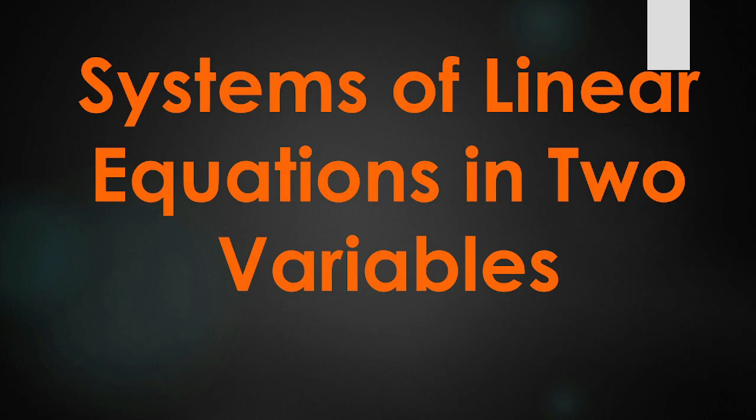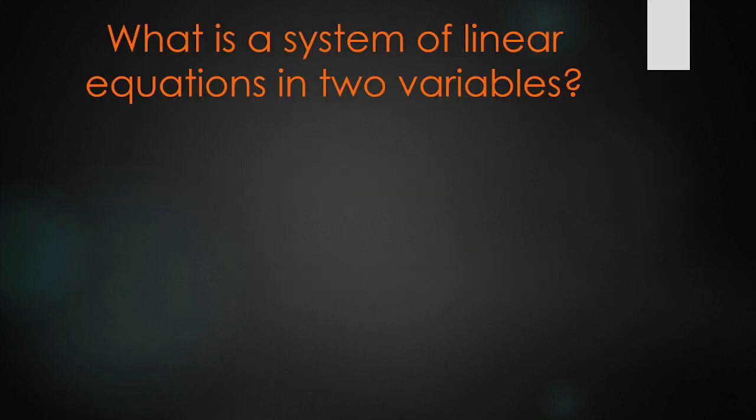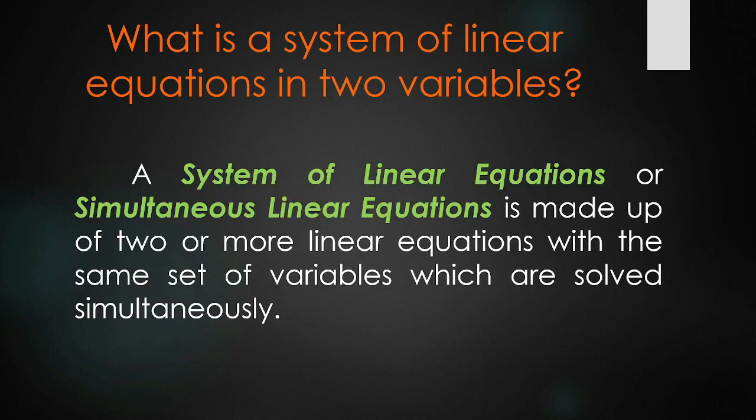Systems of linear equations in two variables. Let us define first a system of linear equations in two variables. A system of linear equations or simultaneous linear equations is made up of two or more linear equations with the same set of variables which are solved simultaneously.